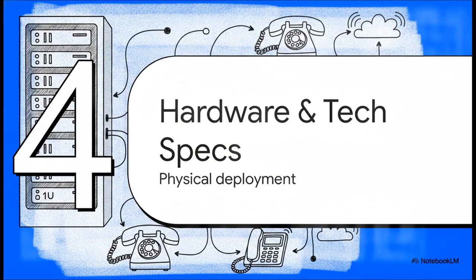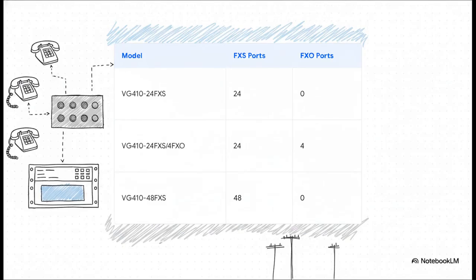Okay, Section 4. Let's look at the hardware and technical specs. The VG410 comes in 3 distinct flavors. Depending on your port density needs, like whether you have a really centralized setup or a more sparsely distributed one, you can go with the 24FXS model, the 24FXS that includes 4 FXO ports, or the high-density 48FXS model. And the best part? All of these fit incredibly neatly into a standard, single one-rack unit chassis.